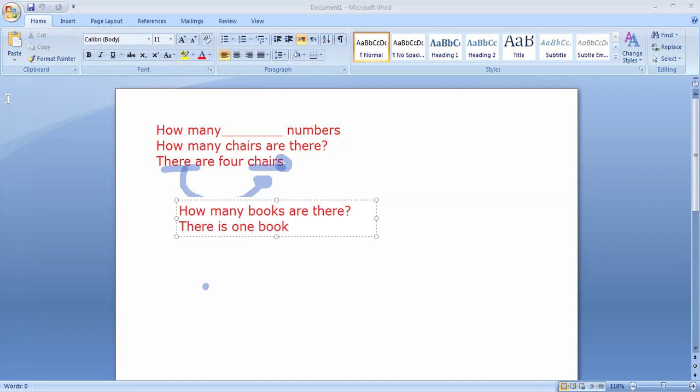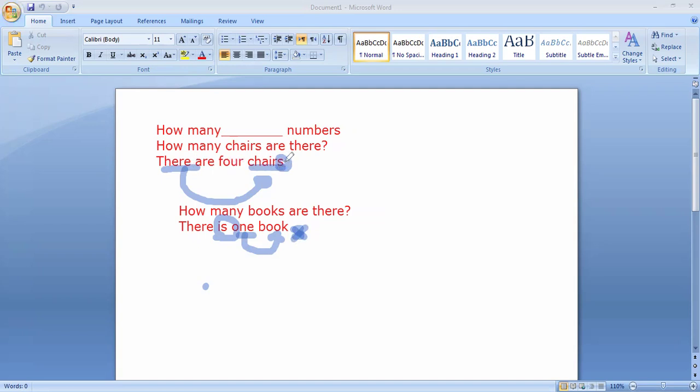So here we don't have s. Why? Because one here is singular. So we can't put s here. Okay. So here is there is, and I can't put s here. Why? Because it's singular. Okay, so there is a difference between here.